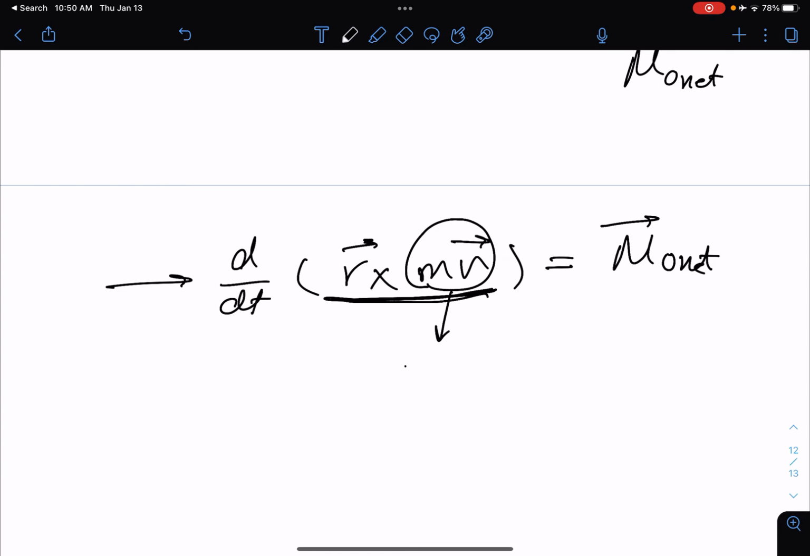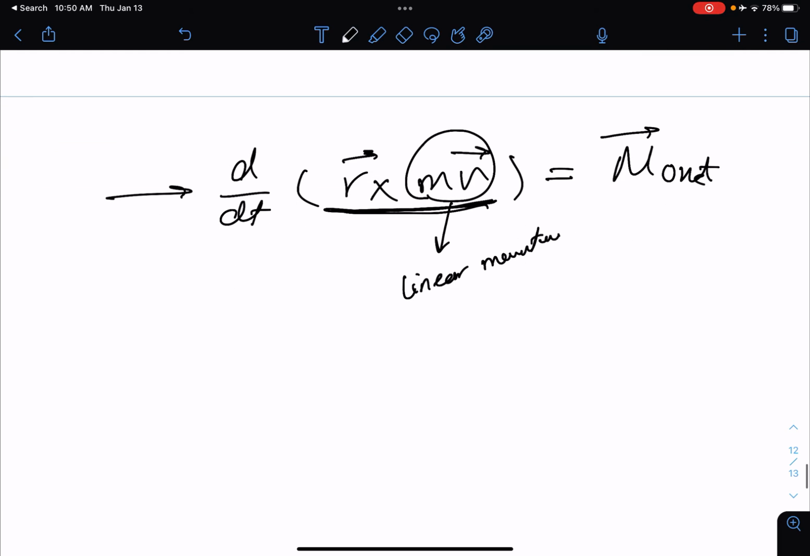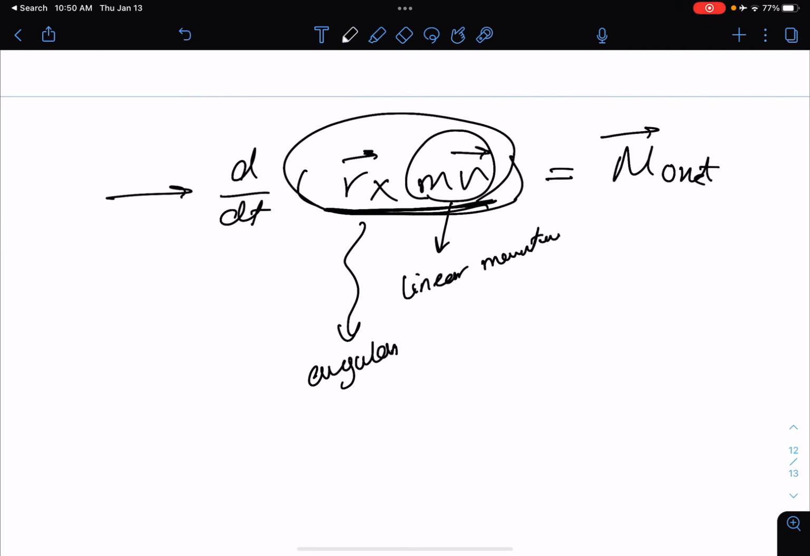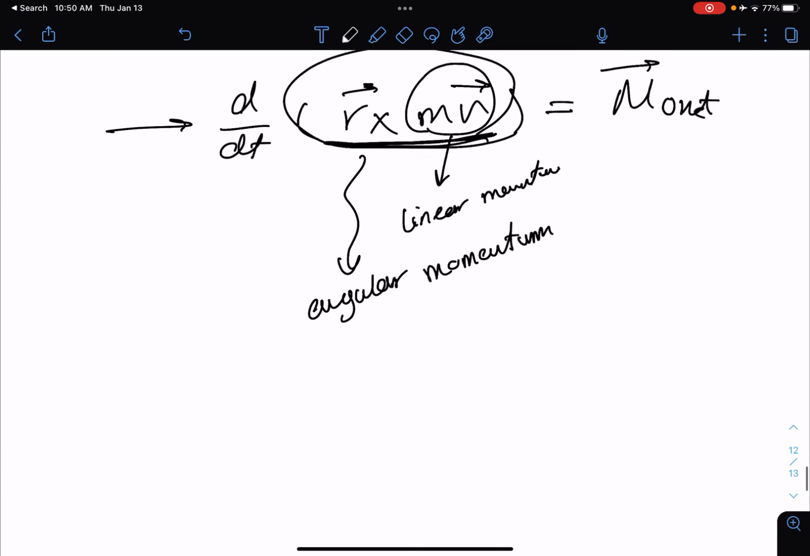The mv part of it is linear momentum, right? What can we say about the whole thing when it is multiplied by vector r, the cross product of vector r and linear momentum? We can simply call it angular momentum, as we did with the moment. Moment is r cross the force, right? So r cross the linear momentum is called angular momentum. Have you seen this before? Angular momentum? Yes or no? Yes. Okay.